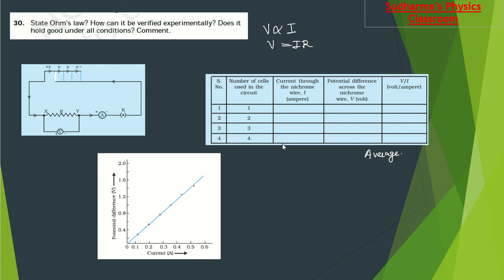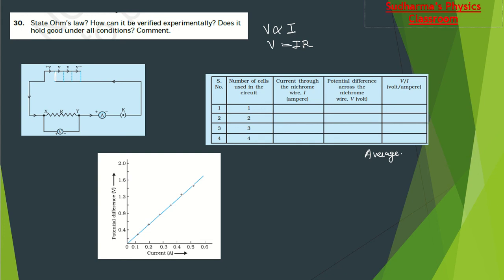For example, an electric bulb, an incandescent bulb, works on the heating effect of electric current. When the temperature increases to a very high amount, the resistance will increase there. When temperature increases, resistance will increase. So there are conductors which will not obey Ohm's law. They are called non-ohmic conductors. So Ohm's law will not be valid under all conditions. Only when the physical conditions remain constant will the conductor obey Ohm's law, and for non-ohmic conductors, Ohm's law is not valid. So that's the answer for this.